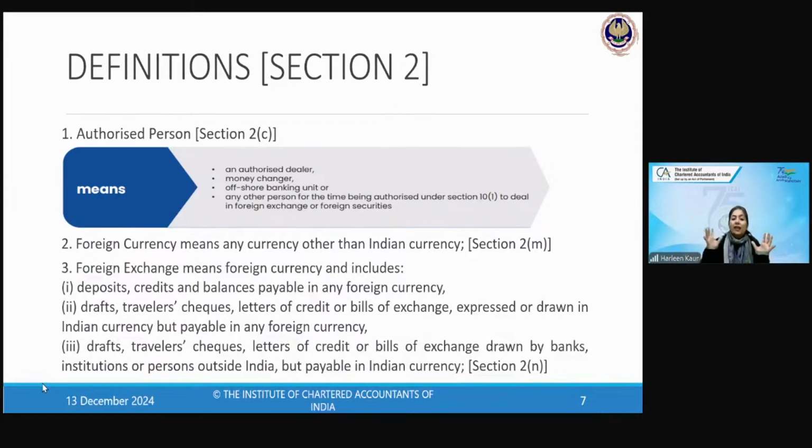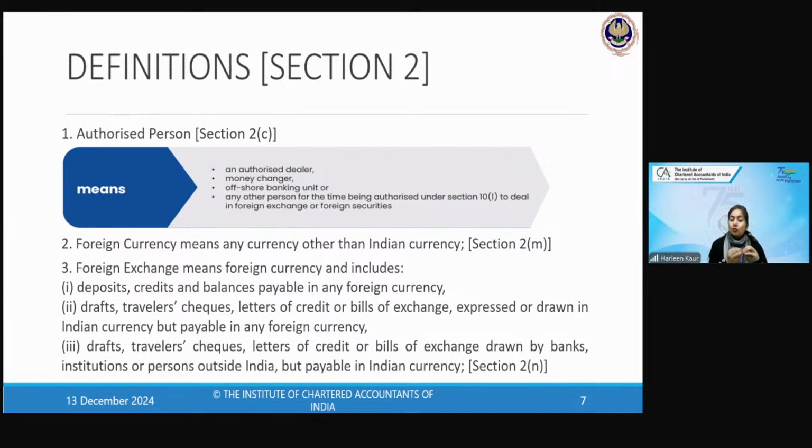Who is an authorized person? Now, children, tell me one thing. If you are planning to go to any other country where your currency of rupees is not being used, any other currency, that is foreign currency, means any currency other than Indian currency. What is Indian currency? Indian currency is your rupee. So if you're not using rupees, you're using dollars, yens, pounds, any other currency, that is a foreign currency.